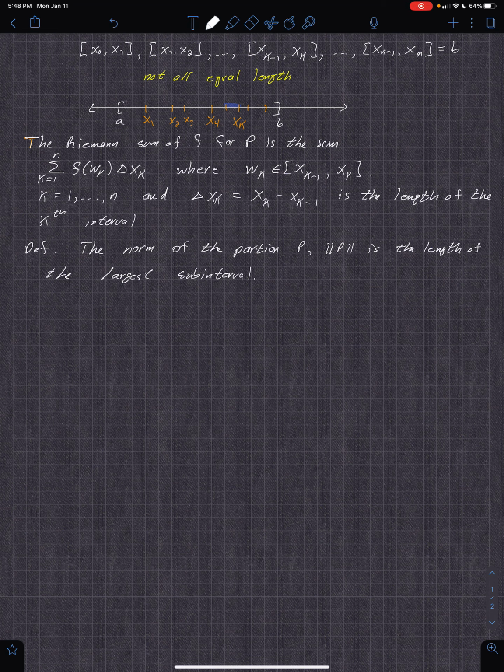So like I was saying back here, this may be the norm, and we're going to want that norm to go to 0. So you end up getting more partitions, but that's kind of implied.